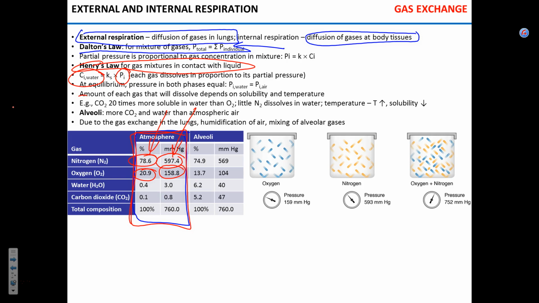Lastly, solubility. Gases are differently soluble in water. Oxygen and nitrogen, for instance, are very poorly soluble. Carbon dioxide, 20 times better than oxygen. That makes sense? That will contribute, by the way, to the movement of gases to some extent as well. Are you with me so far?